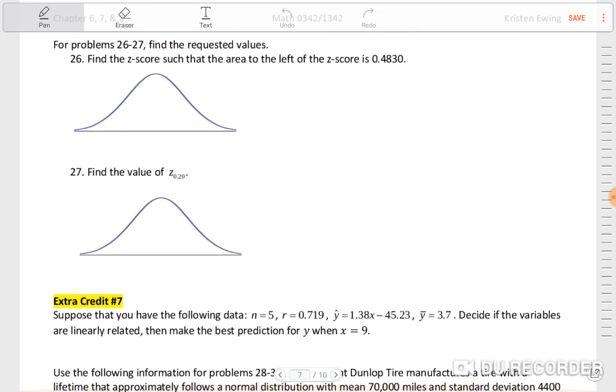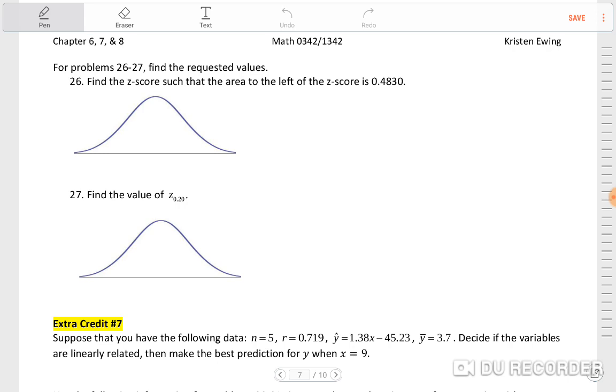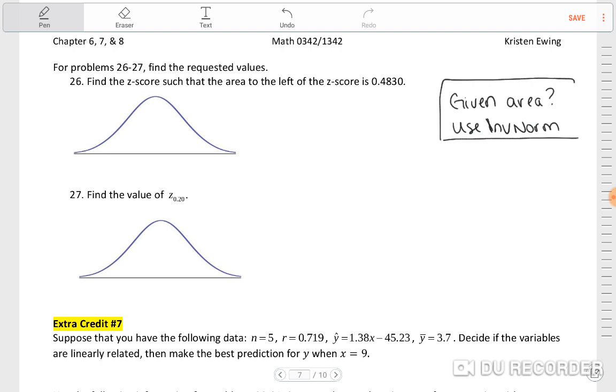Okay. Next page. Find the requested values. Find the z-score such that the area to the left of the z-score is 0.4830. Okay, so if you're given area, now I'll write it over here, given area, use inverse norm. Okay, so this time it says the area to the left, which is really great news for us because we need it to be area to the left.